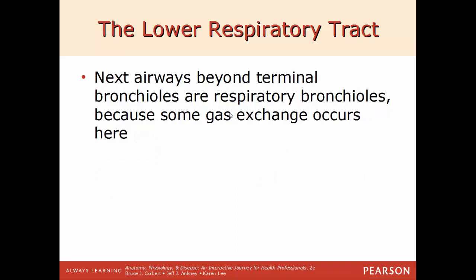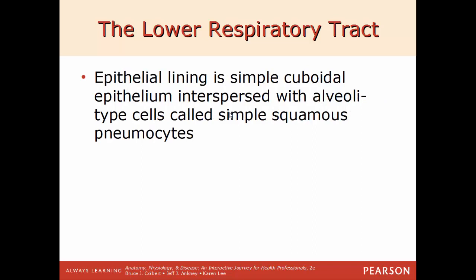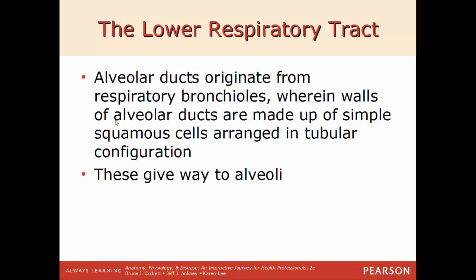So the next airways beyond the terminal bronchioles are called the respiratory bronchioles, because this is where gas exchange actually occurs, in the respiratory zone. The epithelial lining is now simple cuboidal epithelium, interspersed with the alveolar type cells called simple squamous pneumocytes. Now the alveolar ducts will originate from the respiratory bronchioles, and the walls of the alveolar ducts are made up of simple squamous cells arranged in a tubular configuration. It's these that will give rise to the alveoli, where you actually have the gases exchanged.